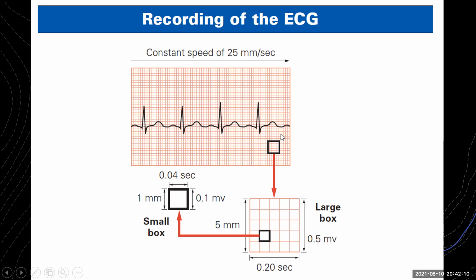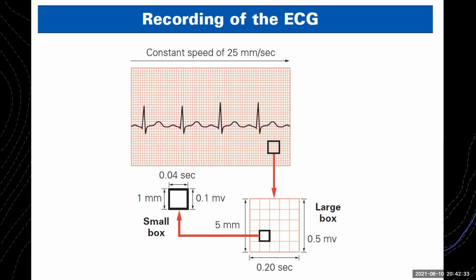Why is the one large box important for us? Because later on, when we calculate the rate, it will give you a clue: between these two R waves, how many large boxes are there. Whatever the number is, we divide 300 by that number, and it will give a clue what the heart rate is in this patient.